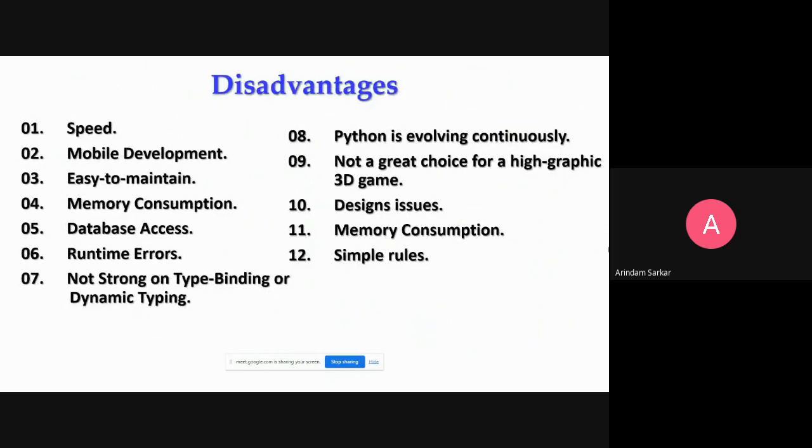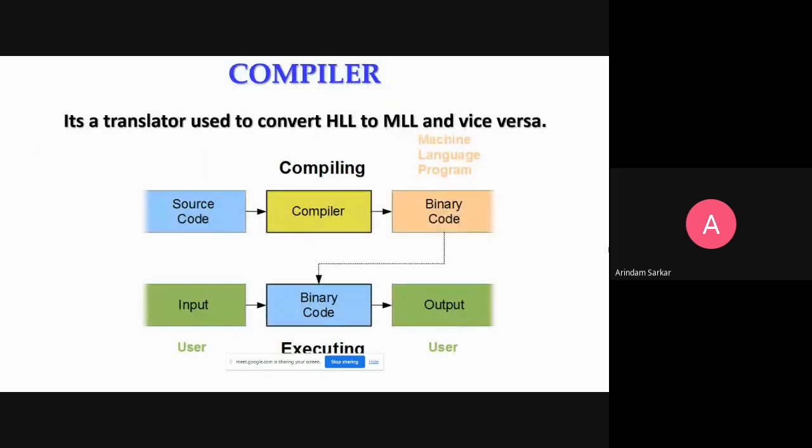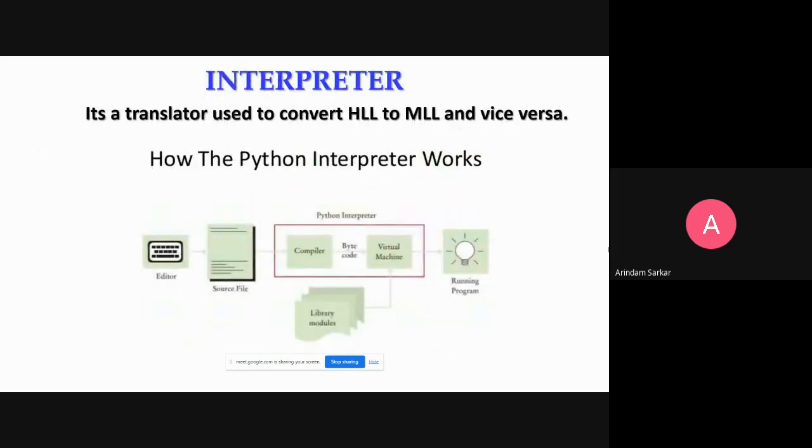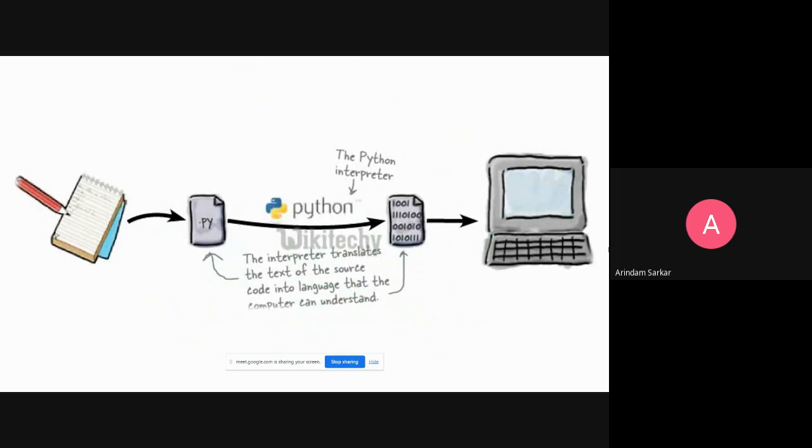Different advantages are there, but disadvantages are also there. Speed, because you need a high-end processor to compute a lot of data. It takes a lot of memory for processing a lot of information. There may also be a problem of runtime errors in Python. So I have given you the example of compiler and interpreter like that.